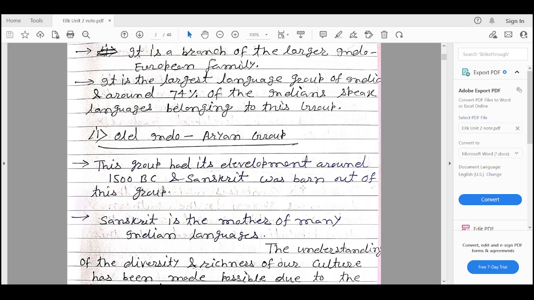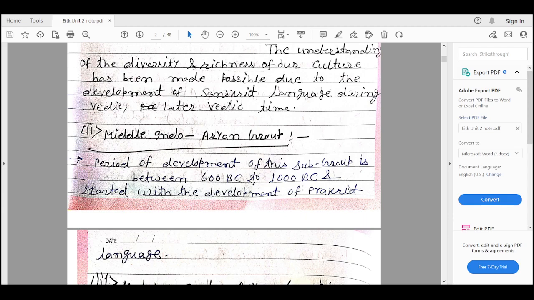The Middle Indo-Aryan group is also part of Prakritic, and it emerged as a vernacular language during the post-Vedic period. And Pali and Ardh-Magadhi are also part of the Middle Indo-Aryan group of languages. This subgroup spans between 600 BC to 1000 BC.